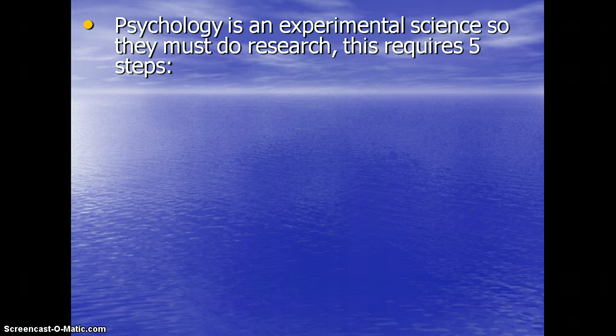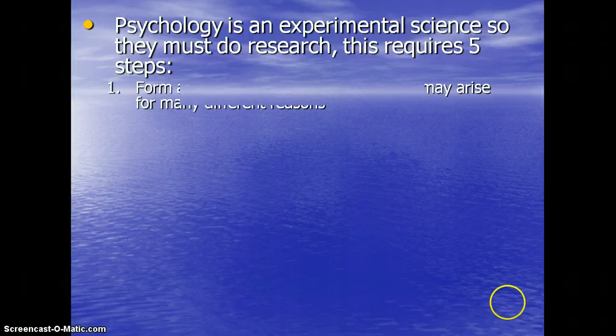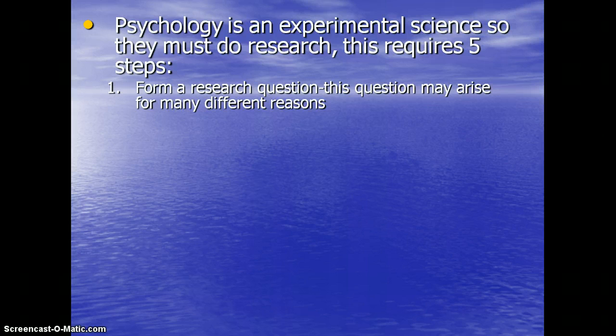Alright, psychology is an experimental science as we talked about in the last chapter, so we have to do research, and there are 5 steps. Now this is pretty basic. If you've taken any science classes whatsoever, you should recognize all these. Of course, you form a research question. The question could be for many different reasons, whatever random reason you might come up with.